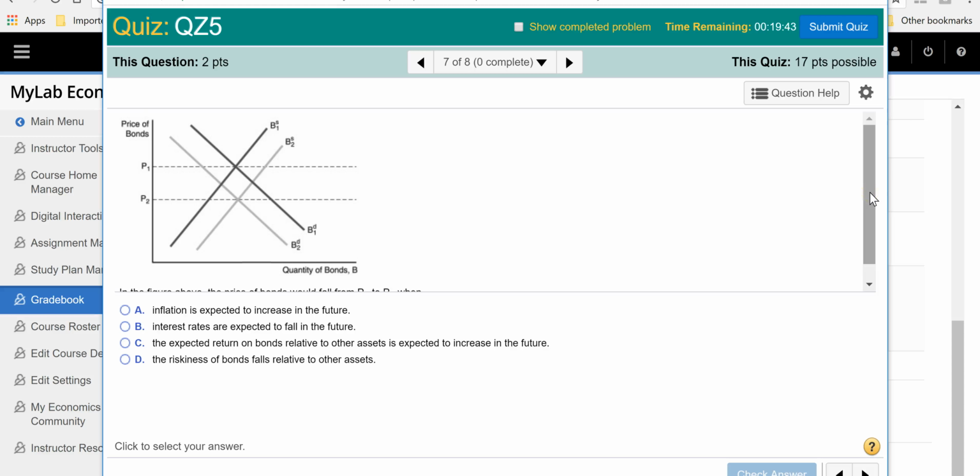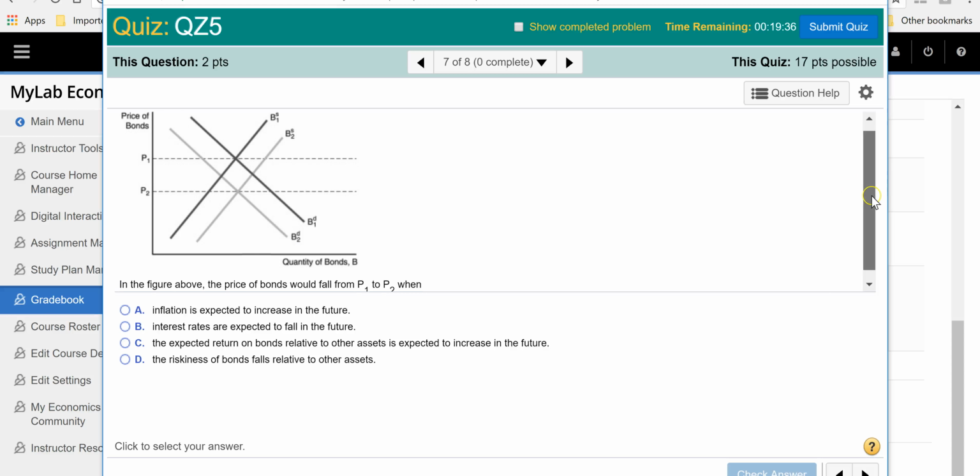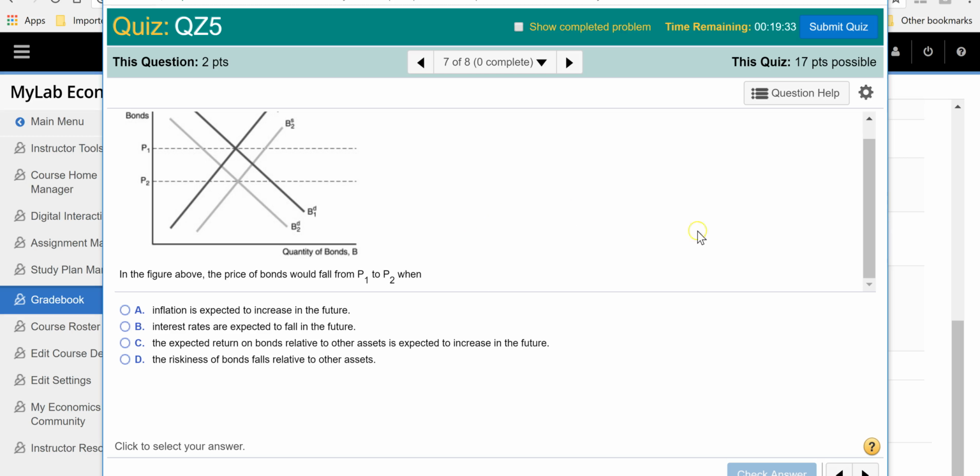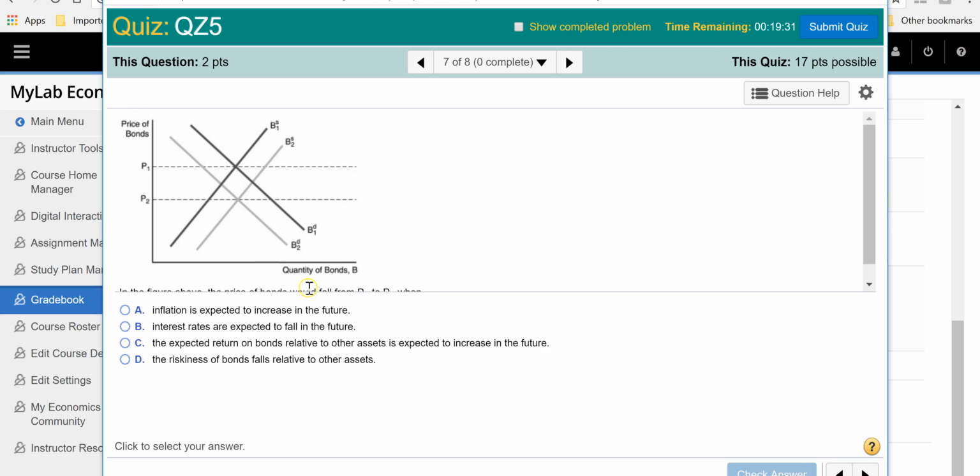This is question number 7 of the quiz 5 for chapter 5. Here you are provided with a graph. The horizontal axis is the quantity of bonds, and the vertical axis is the price of bonds. From that we can tell it's about the asset market framework, which determines the equilibrium bond price. And from that, we can determine the equilibrium interest rate.